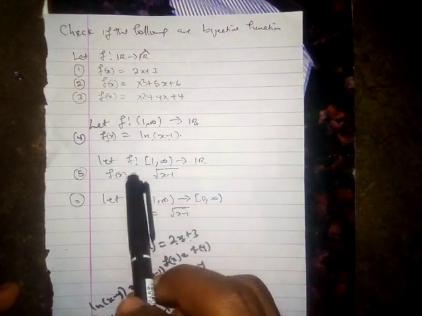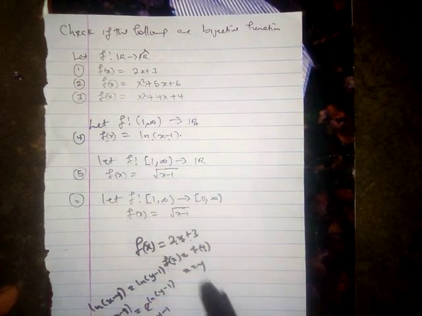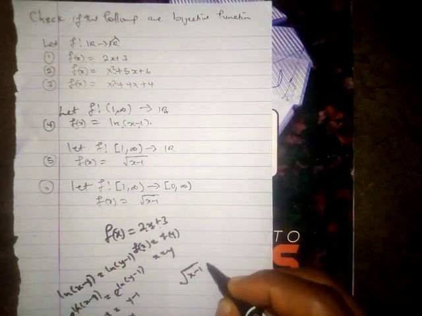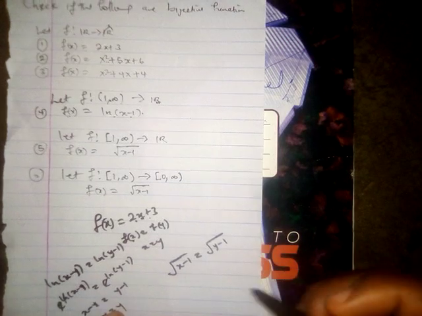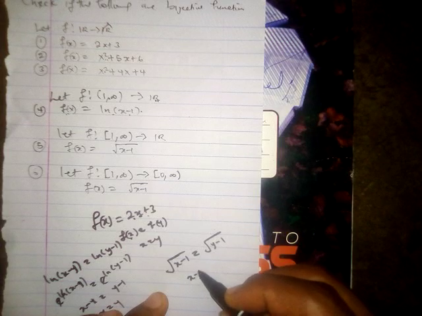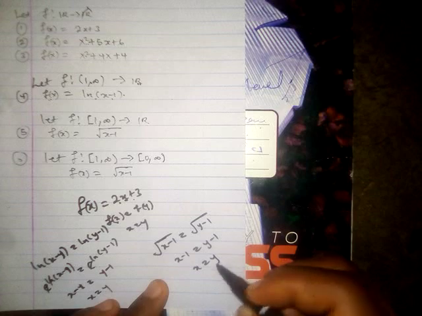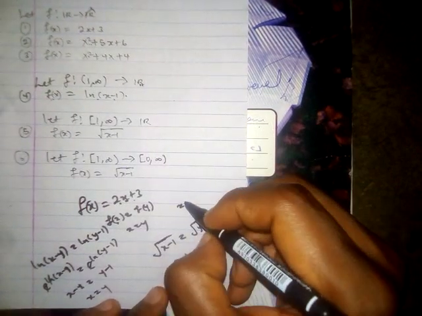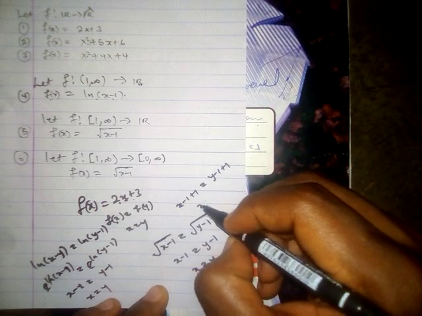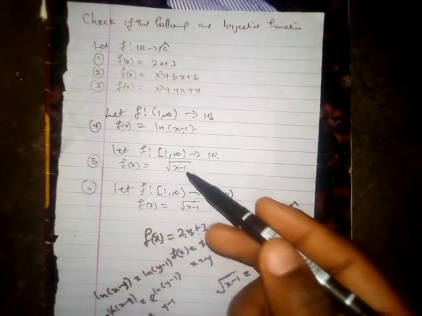Now the next question: we have the function f mapping from this to R. Observe that f of x equal to this is a 1-to-1 function. Let's say we have x minus 1 is equal to the square root of y minus 1. If you square both sides, you have x minus 1 is equal to y minus 1. If you add 1 to both sides, that is x minus 1 plus 1 is equal to y minus 1 plus 1, so x is equal to y, because minus 1 plus 1 gives us 0. We have shown that this function is 1-to-1.